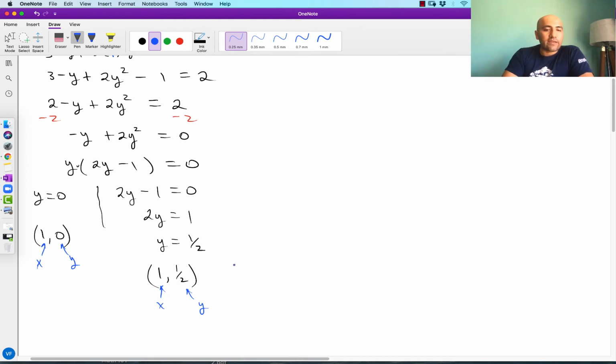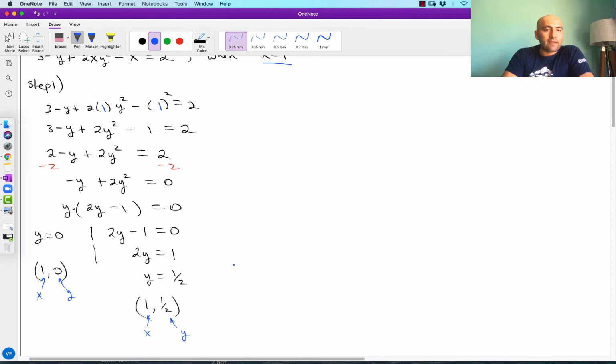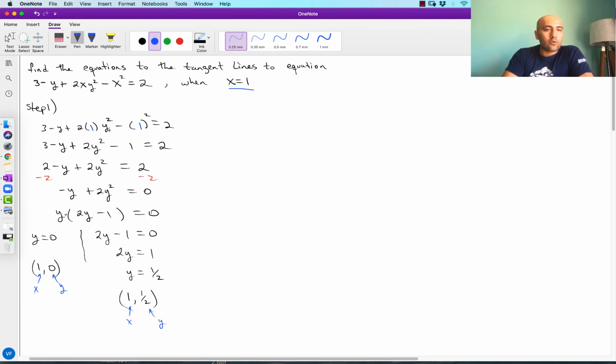If we wanted to check these and make sure that they make sense, we can come back to our original equation and replace all the y's and all the x's with one of the ordered pairs. So for example, here let's replace the y with a 0. That's going to be easy.